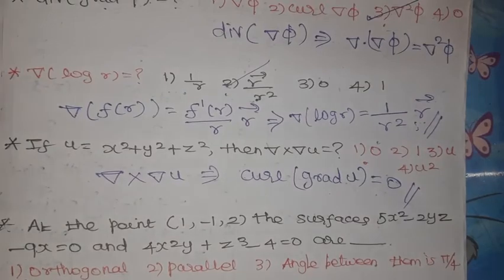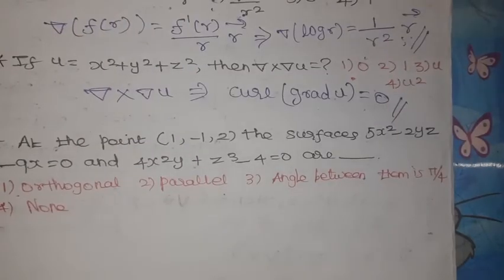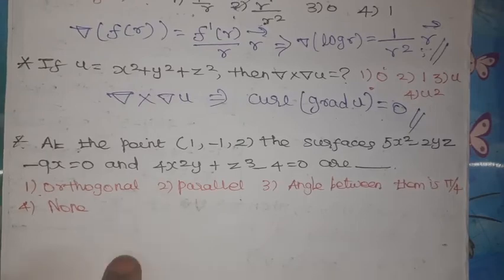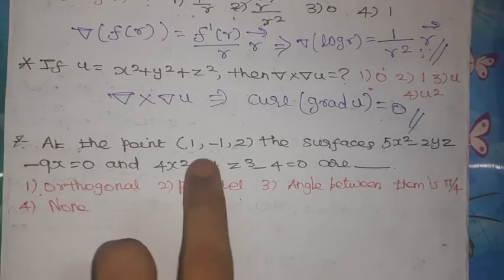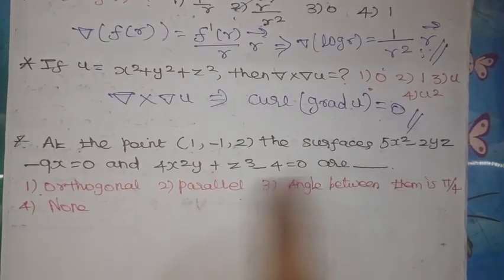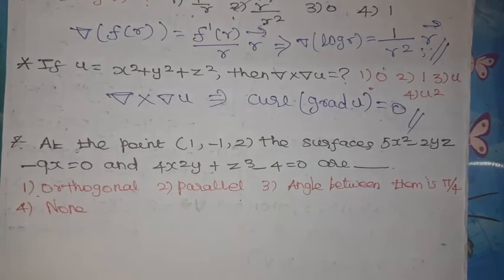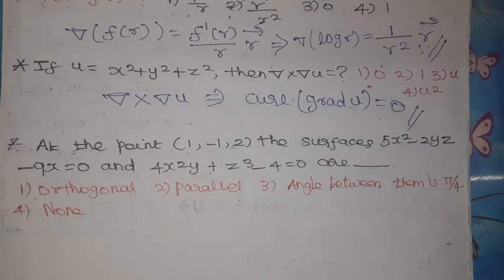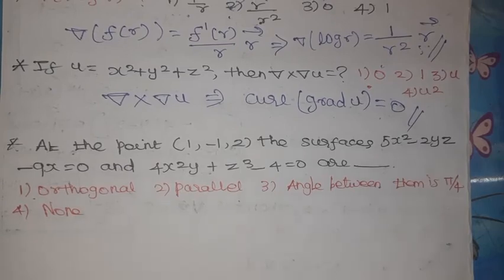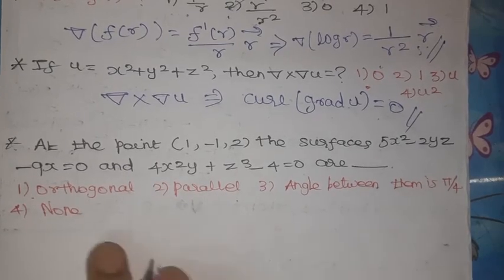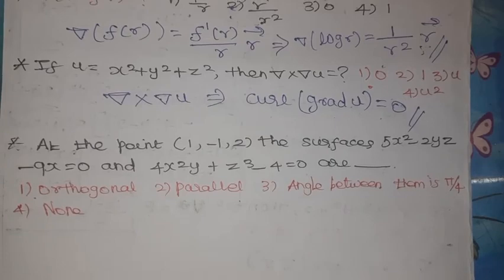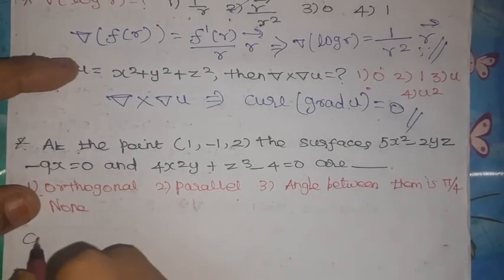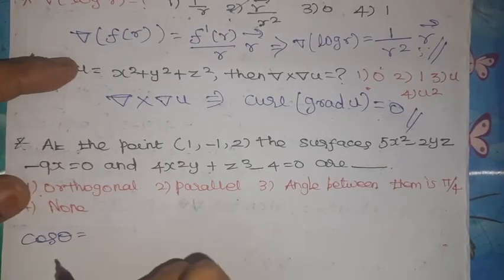Then the last question in the session. So what is given? At the point 1 comma minus 1 comma 2, surfaces are given. So we need to identify whether they are orthogonal or parallel or the angle between them is pi by 4. From this option, how can we find out? We need to find out the angle, cos theta.